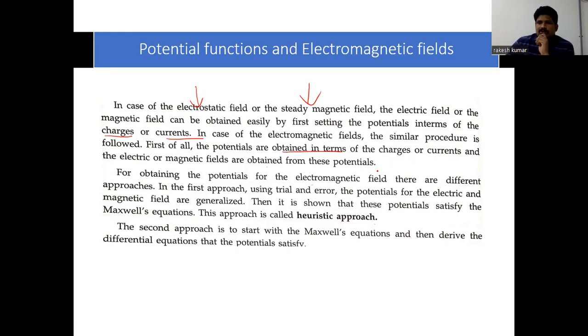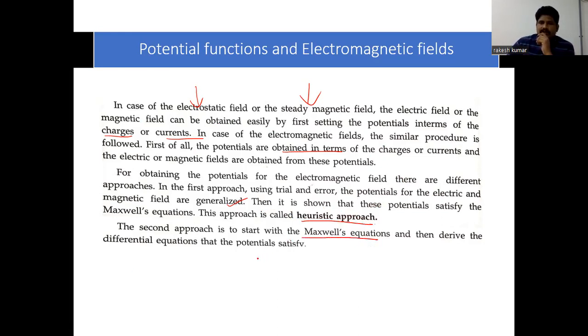So for obtaining the potentials for electromagnetic fields, there are two approaches. The first approach is the heuristic approach, and the second one is Maxwell's equation approach. In the first approach, using trial and error, the potentials for electric and magnetic fields are generated. This is shown to satisfy Maxwell's equations. This approach is called the heuristic approach. The second approach is Maxwell's equation approach.